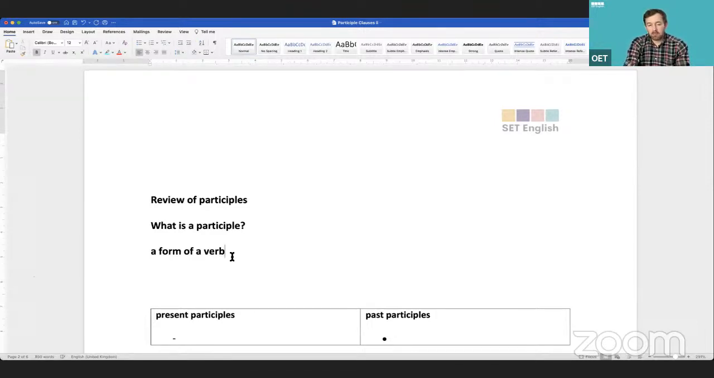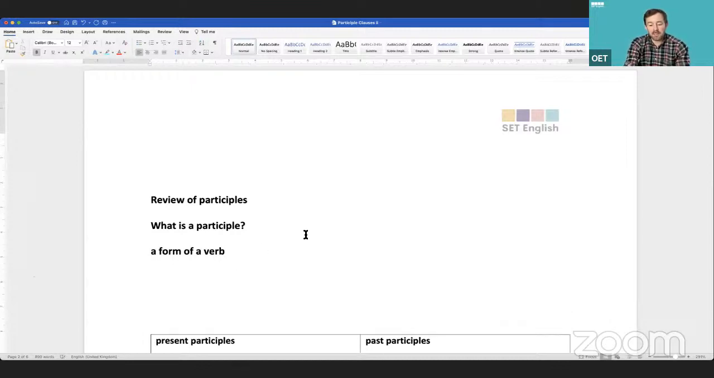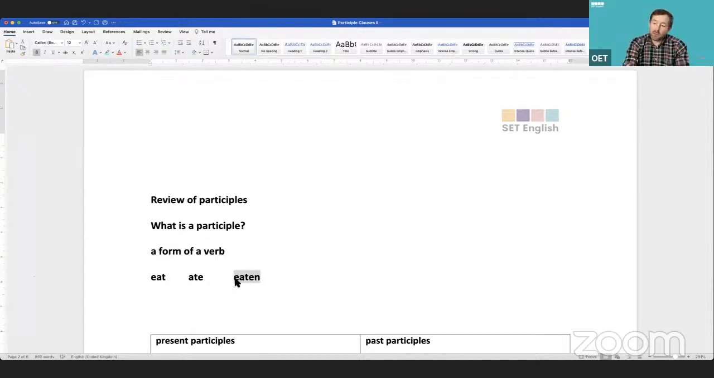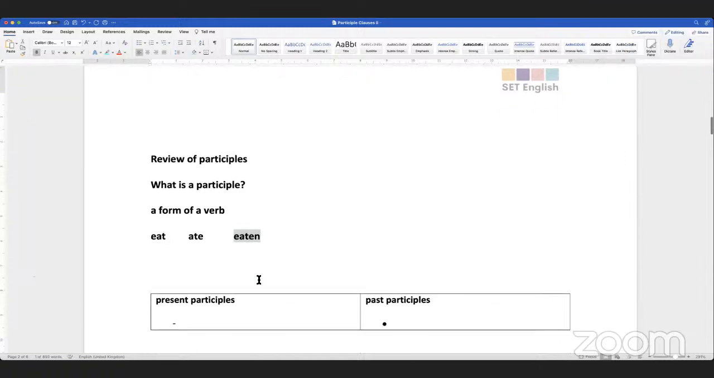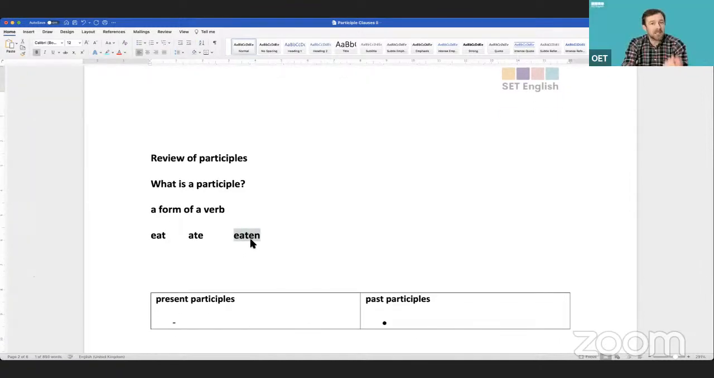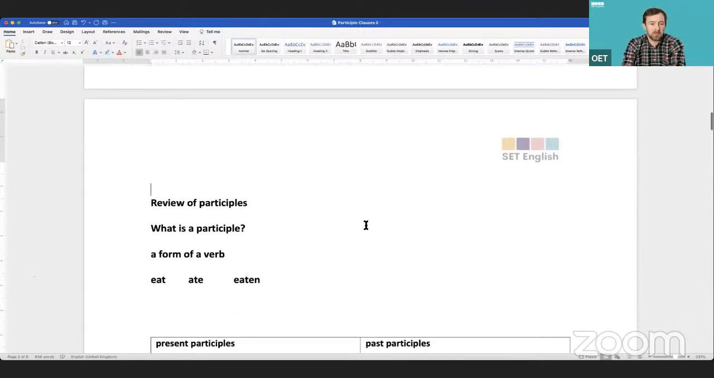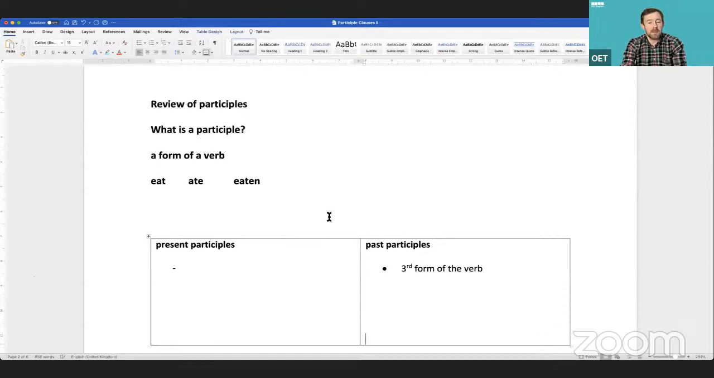So we normally learn something like this, don't we? We normally learn eat, and then we learn ate, and then we have eaten. Okay, well, everyone knows that. That's called a past participle. All right, so past participles are the third form of the verb. Okay, so let me put this up here and we'll put this down. Past participles are the third form of the verb.